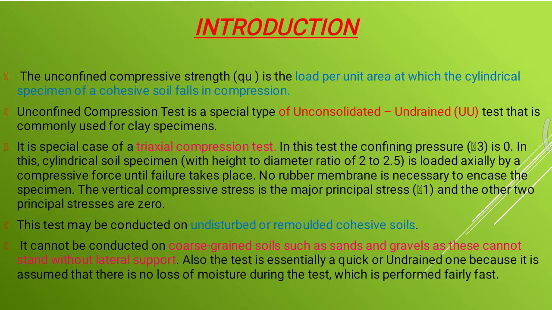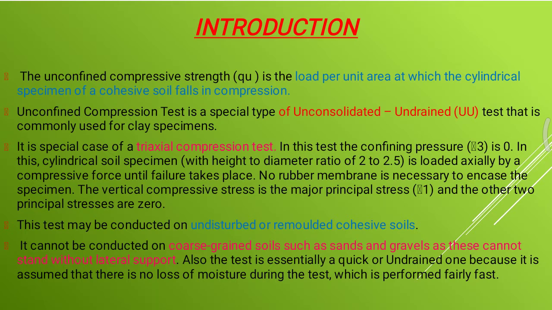The unconfined compression test is a special type of unconsolidated undrained (UU) test that is commonly used for clay specimens. It is a special case of the triaxial compression test. In this test, the confining pressure, that is sigma 3, is 0. A cylindrical soil specimen with a height to diameter ratio of 2 to 2.5 is loaded axially by a compressive force until failure takes place. No rubber membrane is necessary to encase the specimen.